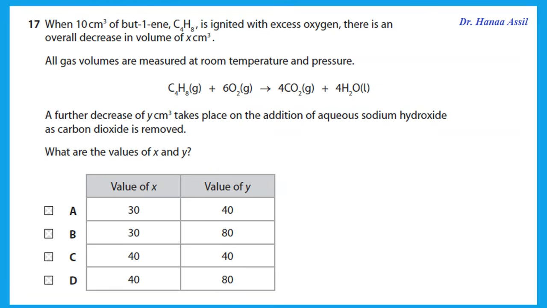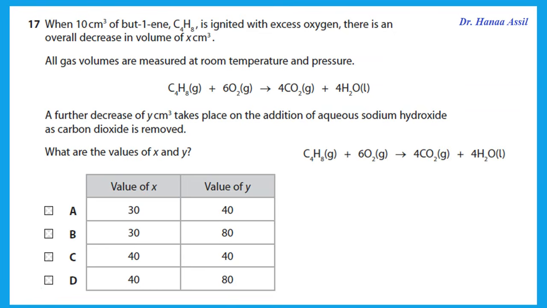When 10 centimeter cubed of butene is ignited with excess oxygen, there is an overall decrease in volume of x centimeter cubed. We are given the equation, and then we're told a further decrease of y centimeter cubed takes place on addition of aqueous sodium hydroxide as carbon dioxide is removed. What are the values of x and y? So we have this equation.